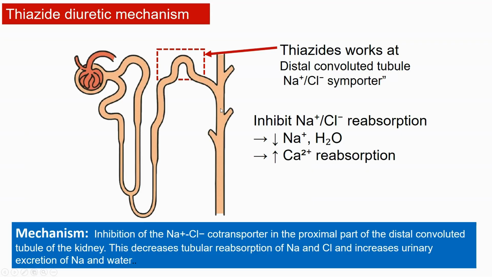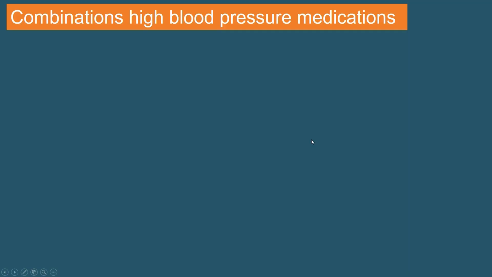Thiazides primarily work in the nephron by inhibiting sodium chloride transporters in the proximal part of the distal convoluted tubule, which decreases the tubular reabsorption of sodium and water, resulting in increased excretion of sodium and water. The site of action is often tested in the exam. That's the distal convoluted tubule.